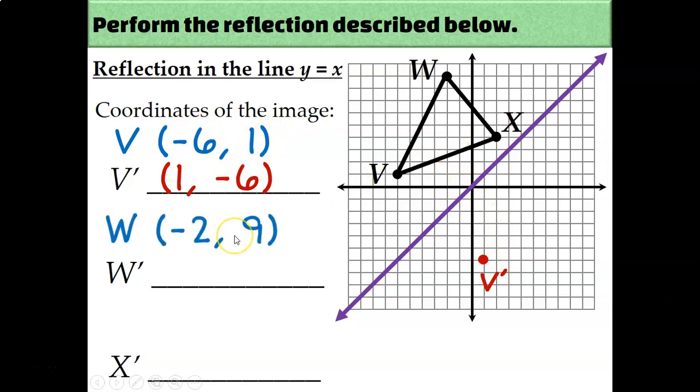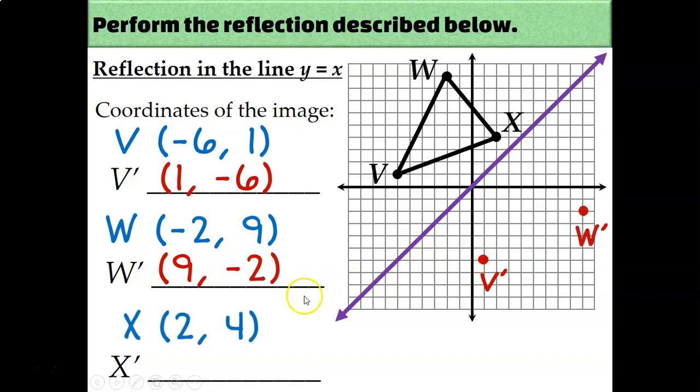W is the point -2, +9. Switch that around to make W prime, and I get 9, -2. And X is the point 2, 4. Switch that around, and you get the point 4, 2 for X prime. So here is the image of triangle VWX after being reflected in the line y equals x.